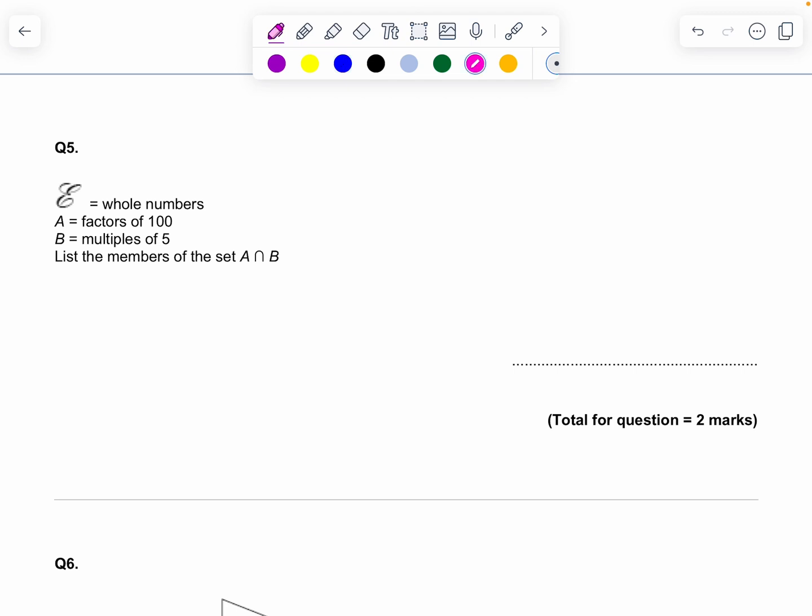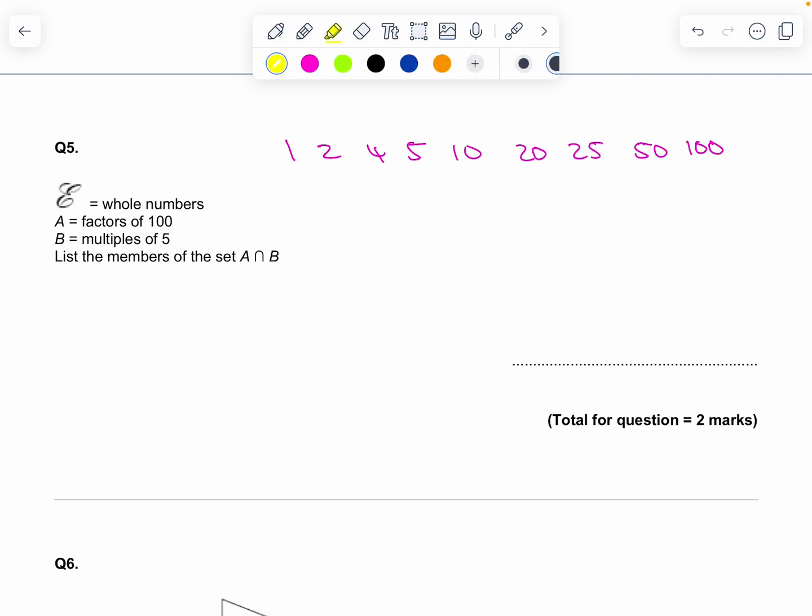So we've got 1 and 100, 2 times 50, 4 times 25, 5 times 20, 6 does not go into it, 7 doesn't, 8 doesn't, 9 no, and 10 times 10. So they're the only ones.